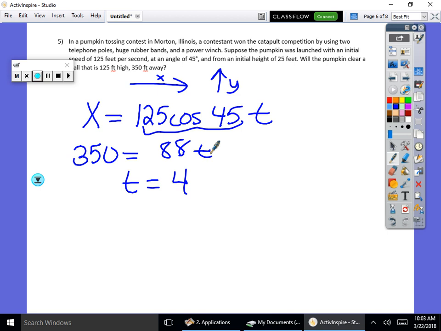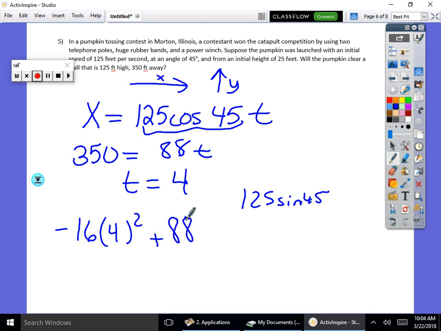Okay. Then I did negative 16 times 4 squared plus, it was kind of cool because 125 sine 45 is also 88. Why is that? 45, if you think of a 45, 45, 90, you have two matching pieces. So sine and cosine always match at the 45s, other than one might be positive and one might be negative. Times 4 plus 25, and I typed that in my calculator.